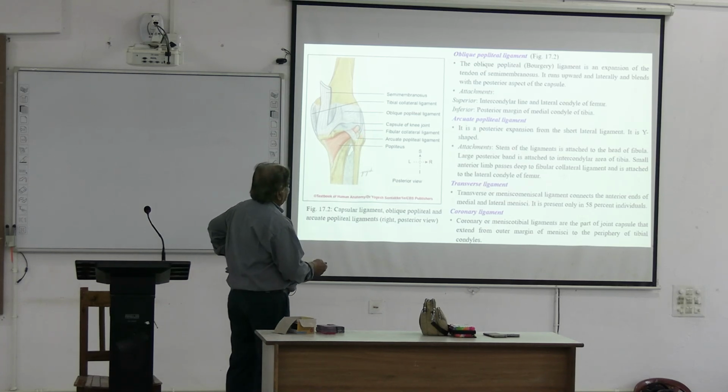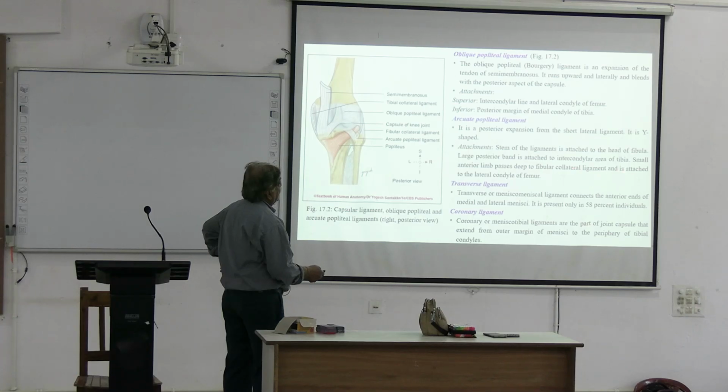Now, attachment: the stem of the ligament is attached to the head of the fibula. The large posterior band is attached to the intercondylar area of the tibia. The small anterior limb passes deep to the fibular collateral ligament and is attached to the lateral condyle.